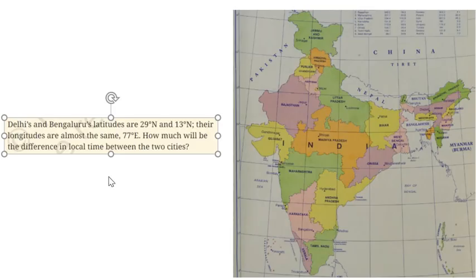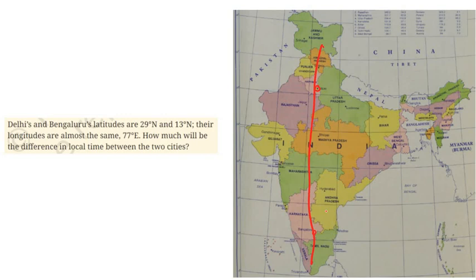Now this is one of the textbook questions, Delhi and Bengaluru. So here we have Delhi over here, right here, and Bangalore over here. Right. Now approximately the same longitude, 77 degree east. So this is the longitude they each of them follow.